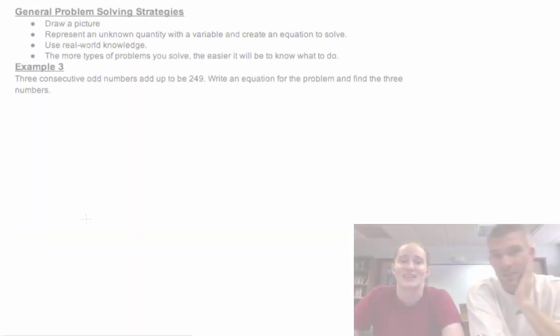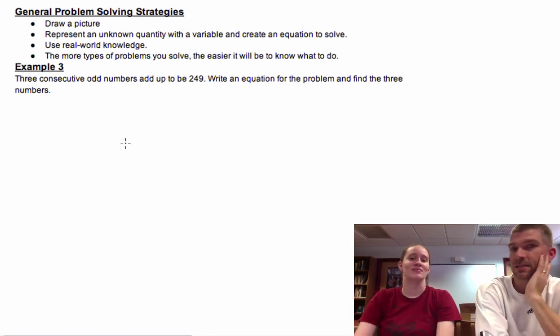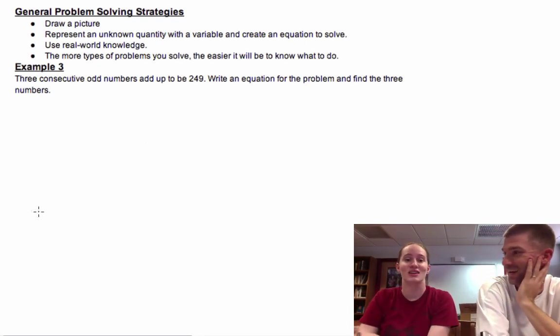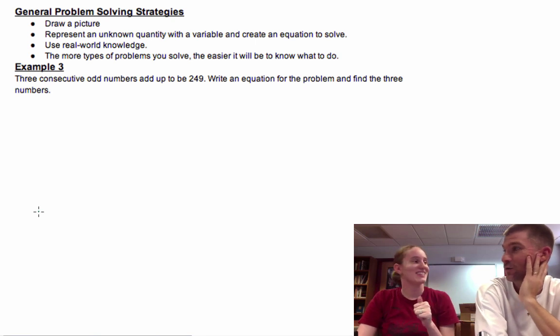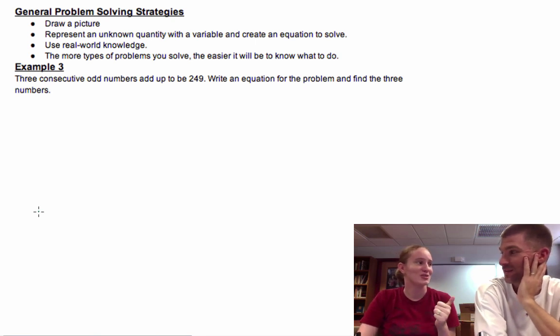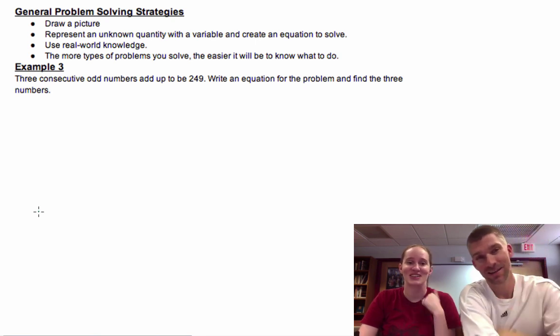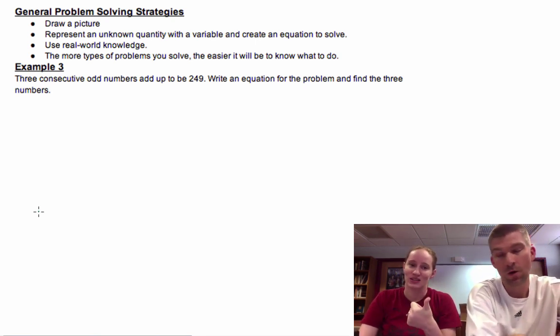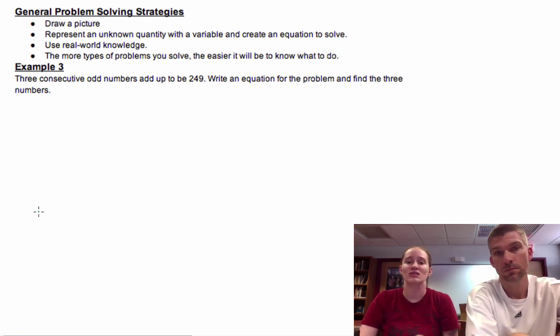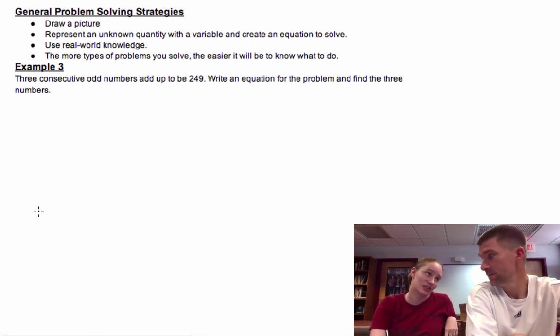General PSSs: problem-solving strategies. So, you can draw a picture, which is almost always beneficial. You can represent an unknown quantity with a variable and use that to create an equation to solve. That's super helpful. Also very helpful, unfortunately or fortunately, depending on your opinion, a lot of times this requires real-world knowledge.